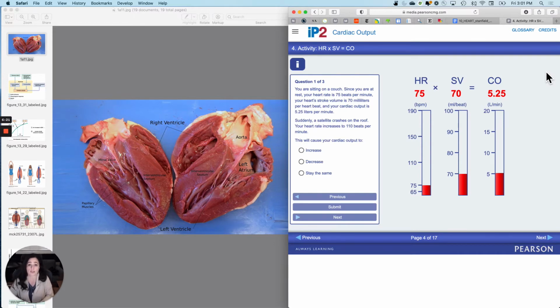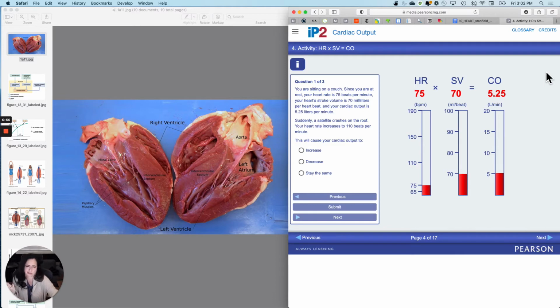Since you are at rest, your heart rate is 75 beats per minute, which is within normal. Your heart's stroke volume is 70 milliliters per heartbeat, which is within normal. And your cardiac output at rest is about 5.25 liters per minute, which, just note to yourself, that's almost a person's whole blood volume per minute at rest. But suddenly a satellite crashes in on the roof, and that's totally expected for 2020, isn't it? Your heart rate increases to 110 beats per minute. What does that do to your cardiac output?